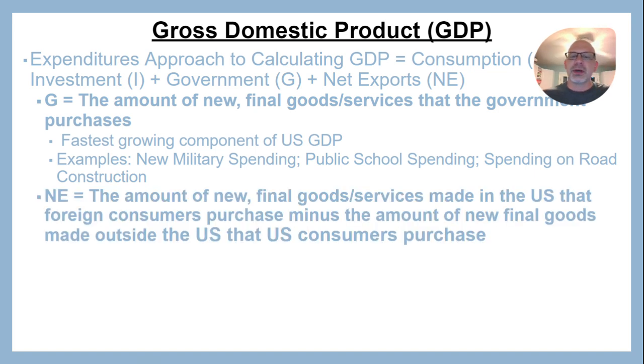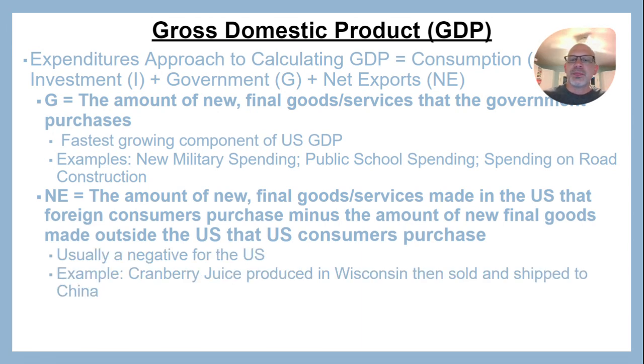And then finally, net exports. The amount of new final goods and services made in the U.S. that foreign consumers purchase, minus, and this is key, minus the amount of new final goods and services produced outside the U.S. that U.S. consumers purchase. So we don't count imports. Those are goods that are coming into the U.S. that were produced somewhere else. Those are subtracted out from net exports. And we do count any goods that were produced in the U.S. that were consumed by foreign consumers. So a couple examples here.